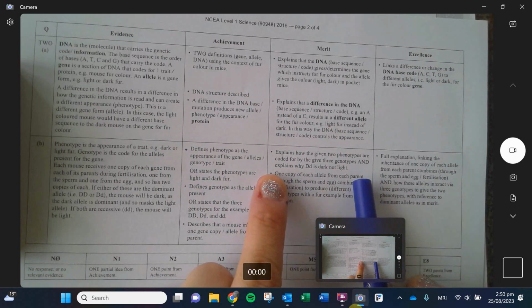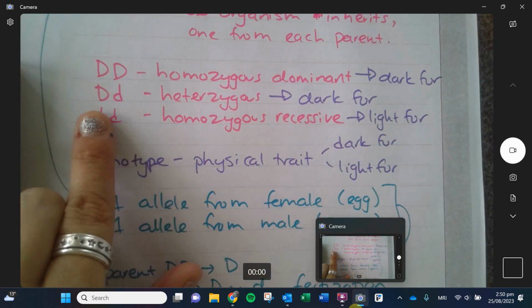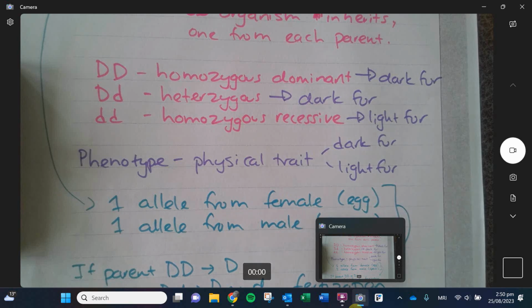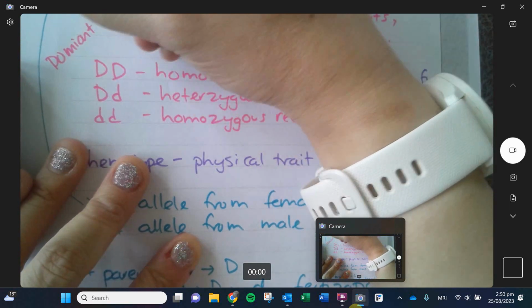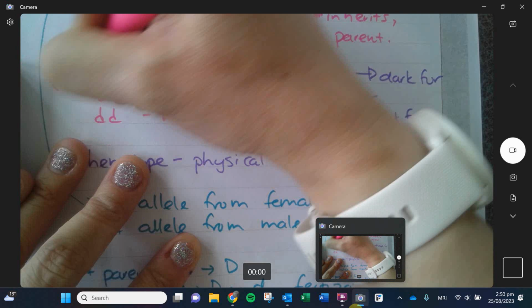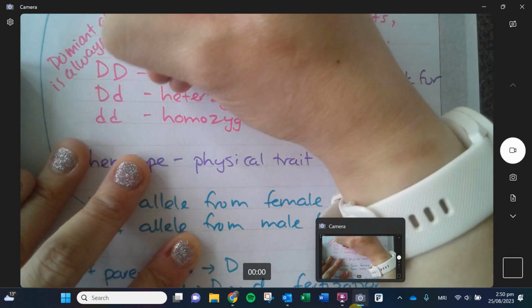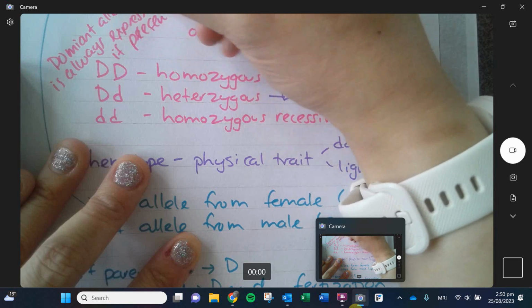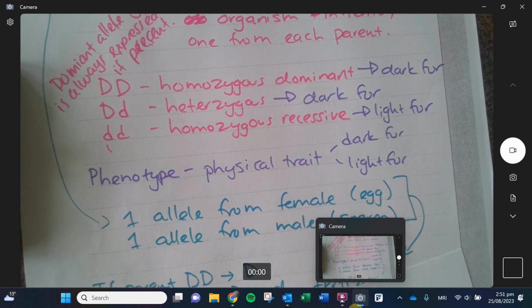Merit is the explanation. So given the phenotypes coded, the 3 different genotypes, explain why capital D, lowercase d is not light and instead dark. In this case, we're just explaining that to be heterozygous, the dominant trait is going to always be expressed if present. So the dominant allele is always expressed if present. And in this case, the recessive allele is only expressed if the dominant is absent.